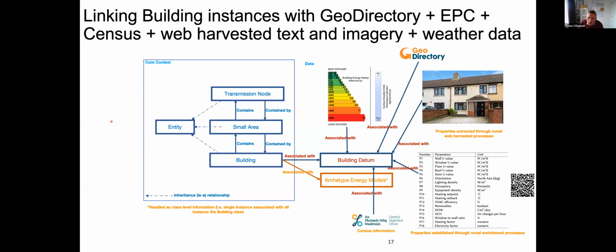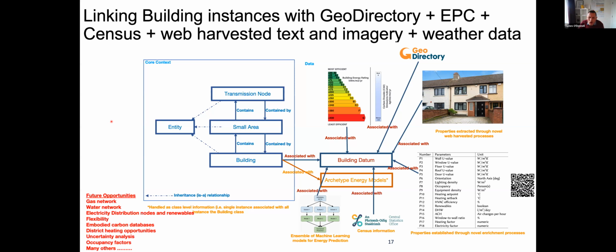Census information helps enormously. We all know the importance of occupants with regard to energy consumption. And we also have a whole range of different energy modeling techniques, be they white box models such as EnergyPlus or IES, or machine learning models, or even grey box models, which are a combination of the physics and the data-driven approaches. Okay. There is also significant potential for scaling this approach to include the other utility networks, down to, for example, the distribution nodes. Maybe consider energy flexibility of buildings, embodied carbon databases, district heating opportunities, and many, many more.